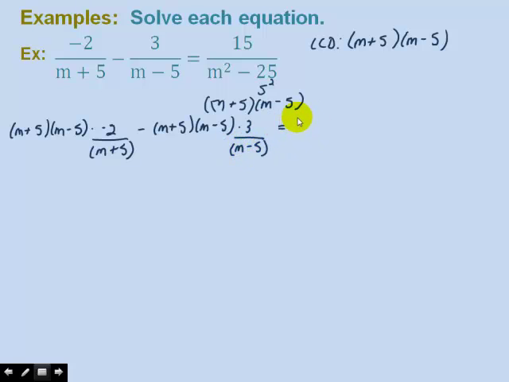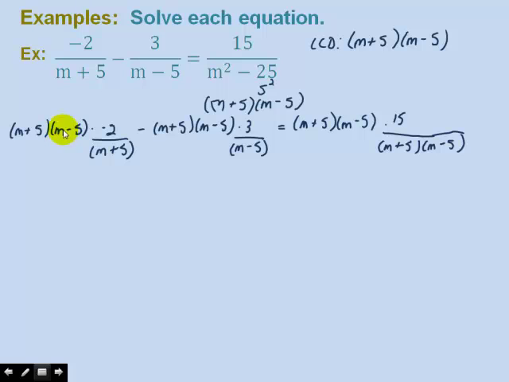And remember to also do this on the right side, because you have to do the same thing to both sides of the equation. And for this denominator, I'm going to write it in factored form so that we can see which factors to cancel.